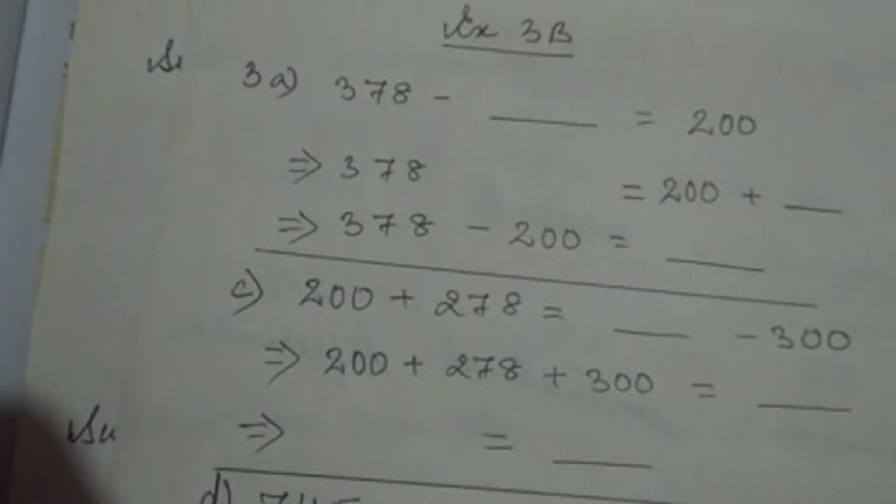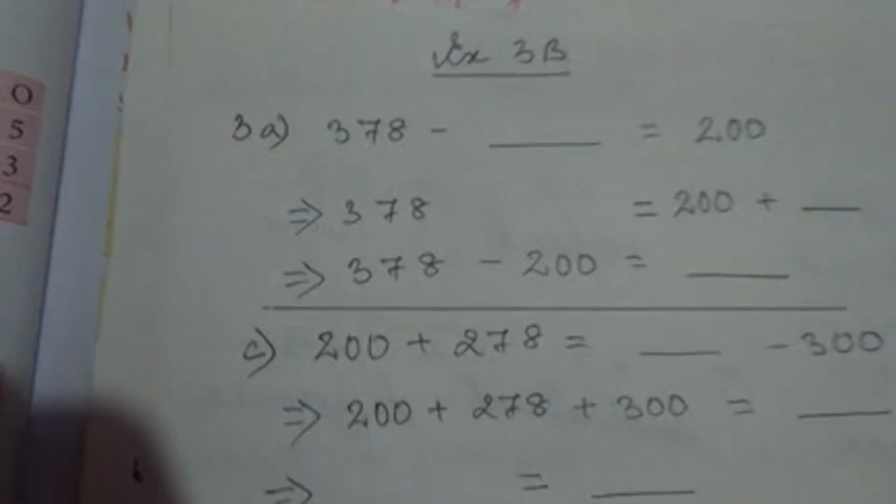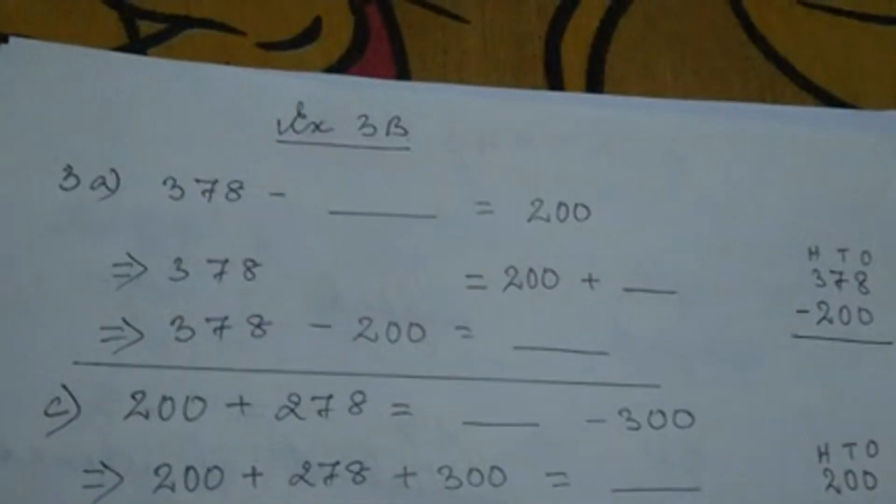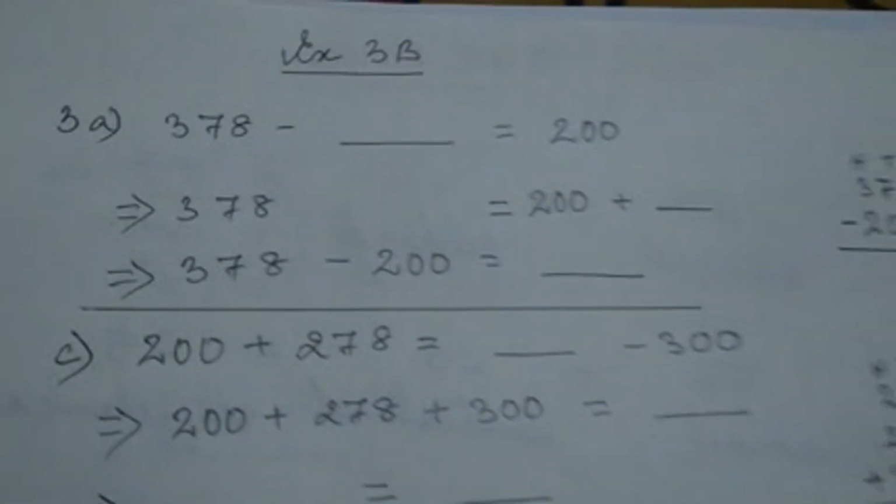Now I am going to deal with exercise 3B. There are a few questions which you may find difficult. There is a question in exercise 3A. It says, fill in the blanks: 378 minus dash is equal to 200. These kinds of questions you may feel a little difficult. This true and false I think you may be able to solve. This you will find a little difficult.